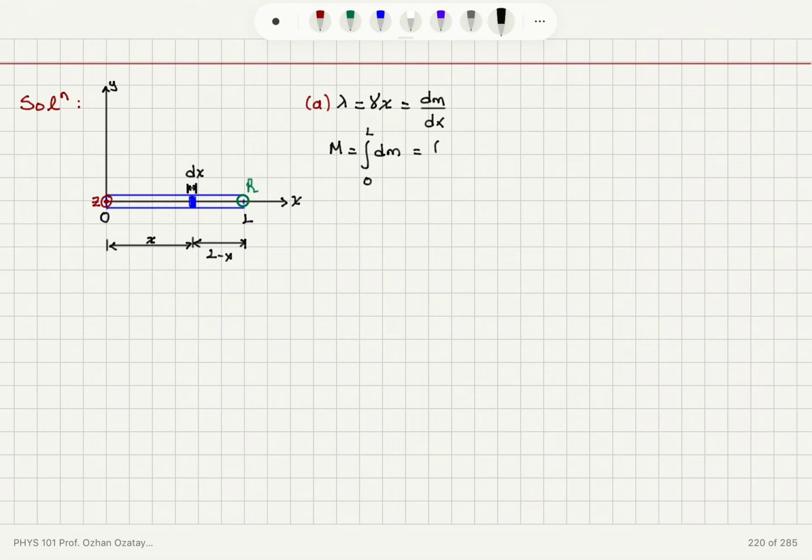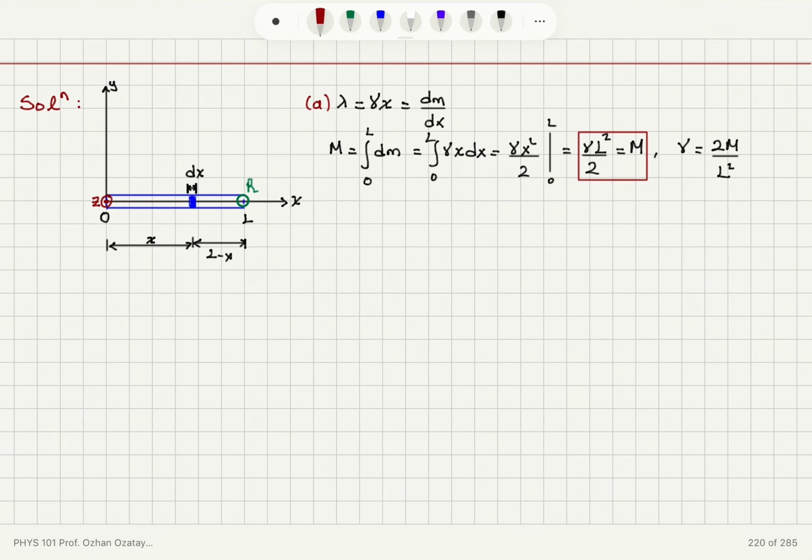So this will be the integral from 0 to L of gamma times x dx. This will be gamma times x squared over 2 when integrated, evaluated between x equals 0 and x equals capital L. So gamma times capital L squared divided by 2 will be equal to the total mass capital M. So we find that gamma is equal to 2 capital M divided by L squared, and it has units of kilograms per meter squared.